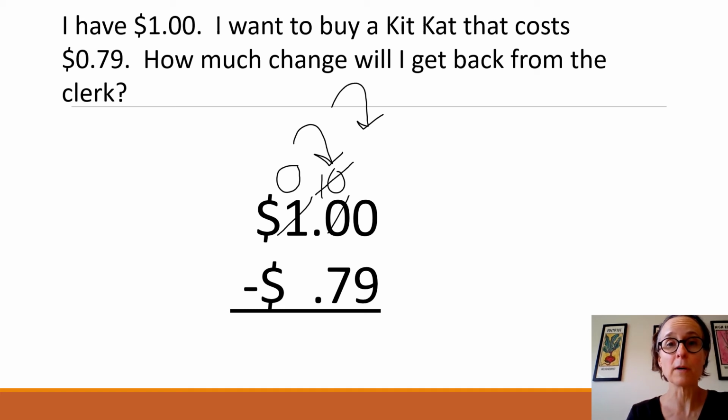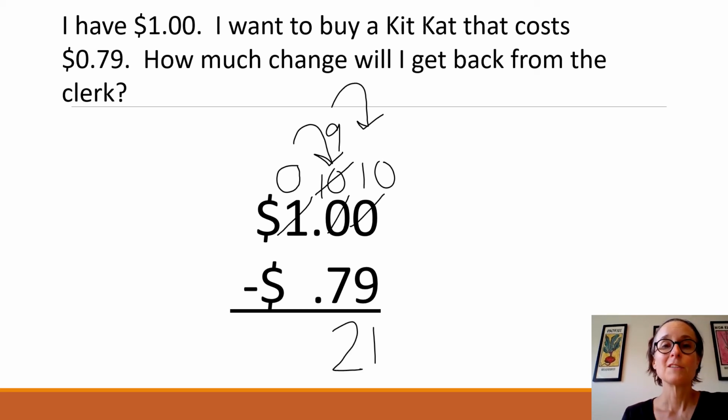Now, if I regroup a group of 10 from my tens place, I'll only have 9 groups of 10, but in the ones place, now I have 10 ones. Now I can subtract. 10 ones minus 9 ones is 1. 9 tens minus 7 tens is 2 tens. So it's looking like that 21 cents we had when we used the cent symbol. But watch as I write 21 cents using the dollar symbol. Notice how my decimal points are lined up. I need to make sure I've got that decimal point here in 21 as well.